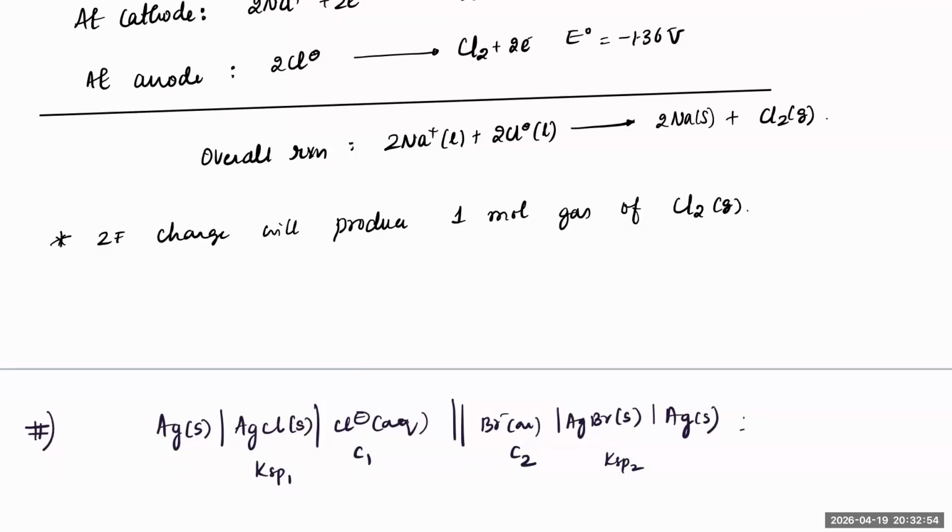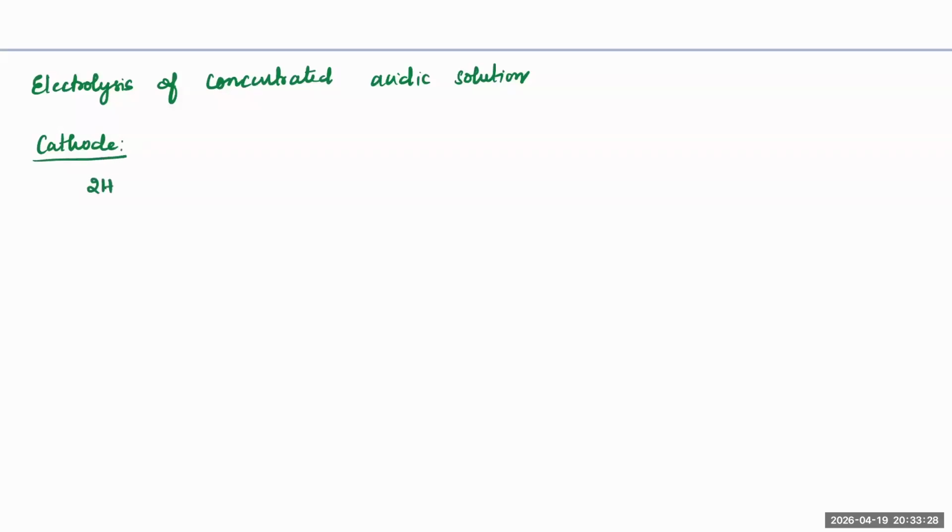I actually forgot to write one more part of it, so let me just add that also. So next one is about electrolysis of concentrated acidic solution. Concentrated acidic solution. So that means the water quantity is less here. So what will we be expecting at cathode to compete? At cathode, definitely the main competitor is 2H plus 2 electrons giving H2 gas.